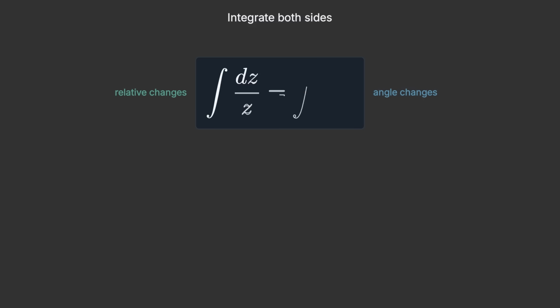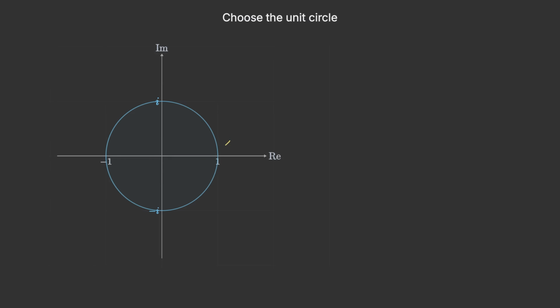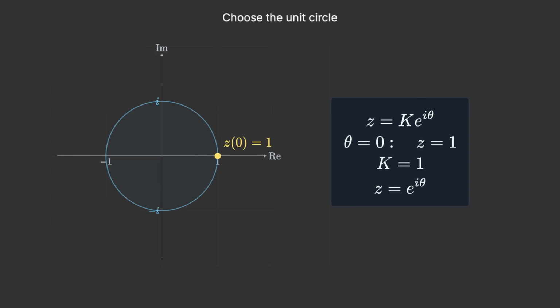Now integrate both sides. The left side adds all relative changes dz over z. That gives the logarithm of z. The right side adds i d theta. That gives i theta plus a constant. Exponentiating gives z equals a constant times e to the i theta. On the unit circle, when theta is 0, the vector is 1, so the constant is 1.